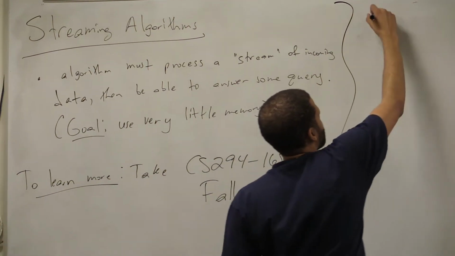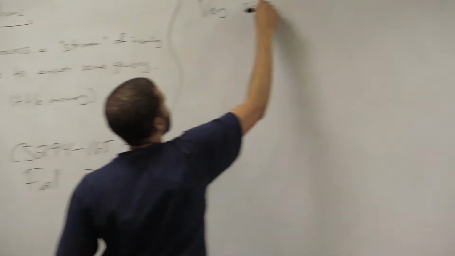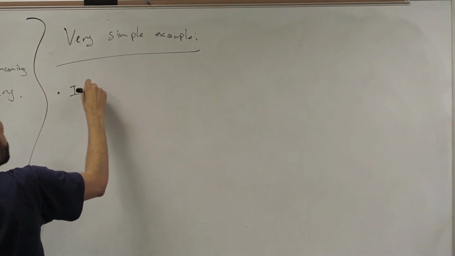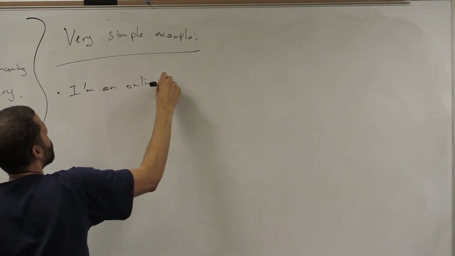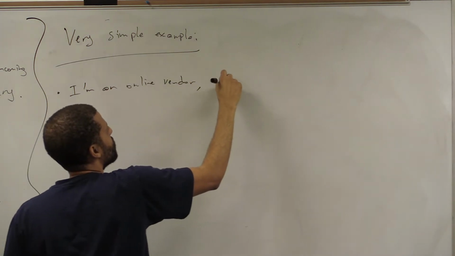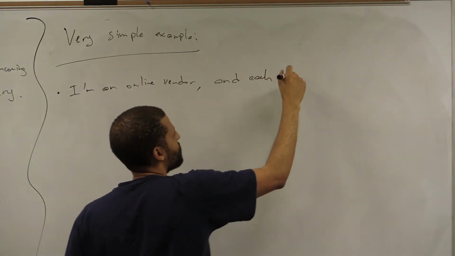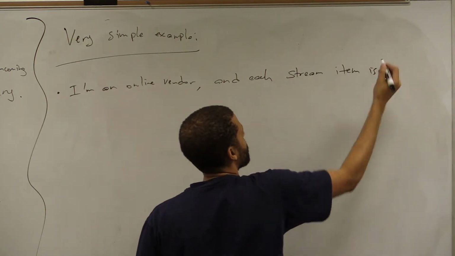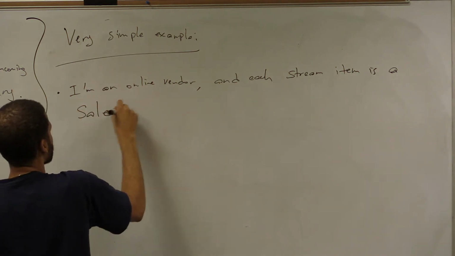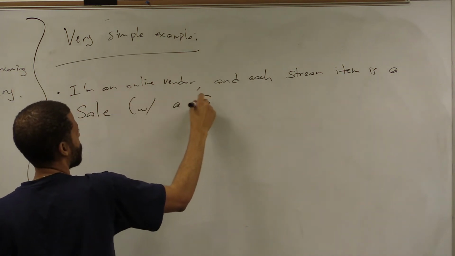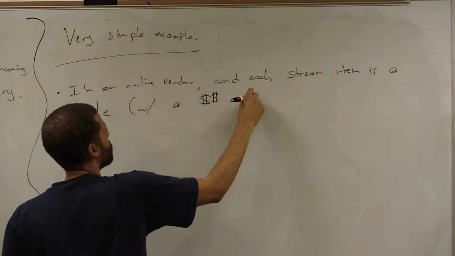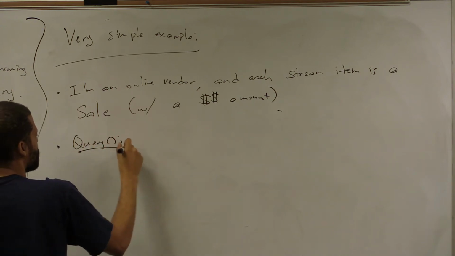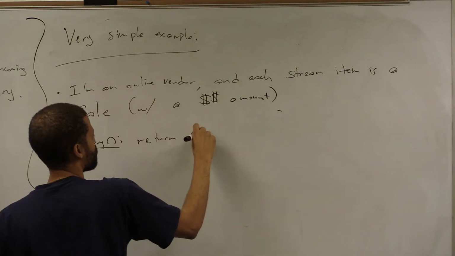So a very simple example. Let's say I'm an online vendor. And each stream item is a sale with a dollar amount. And then my query is: return the gross revenue so far.